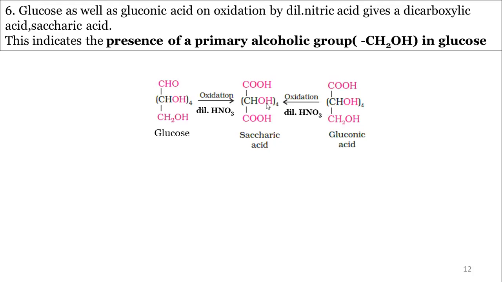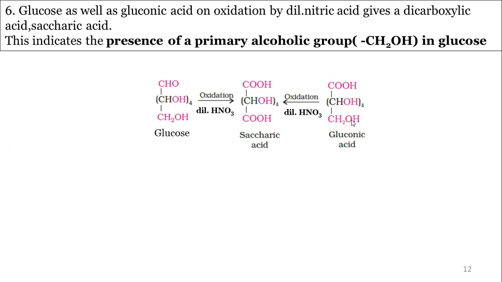But this 4-hydroxyl group should be there. So if glucose is oxidized with dilute HNO3, we get saccharic acid. But in the gluconic acid, already COOH group is there. So its oxidation will not be done. COOH it is as it is. But it is confirmed by this dilute HNO3 oxidation.